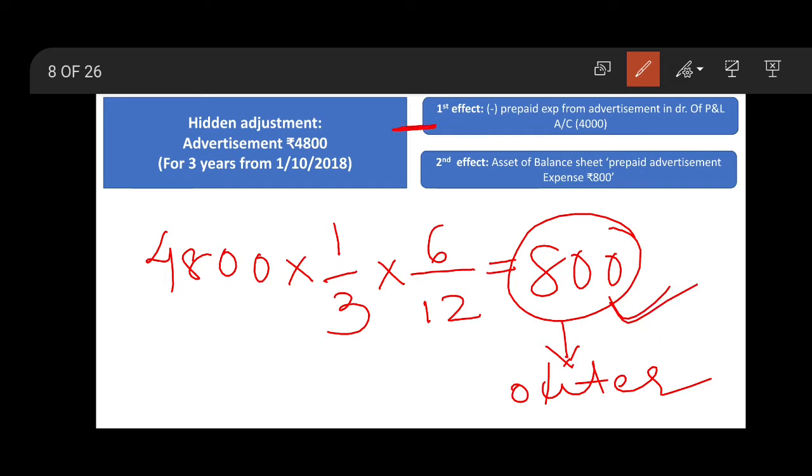So what will be the effects of it? The first effect, you will deduct from prepaid expenses from advertisement in debit side of profit and loss account. And second effect, to the asset of balance sheet, writing prepaid advertisement expenses 800.